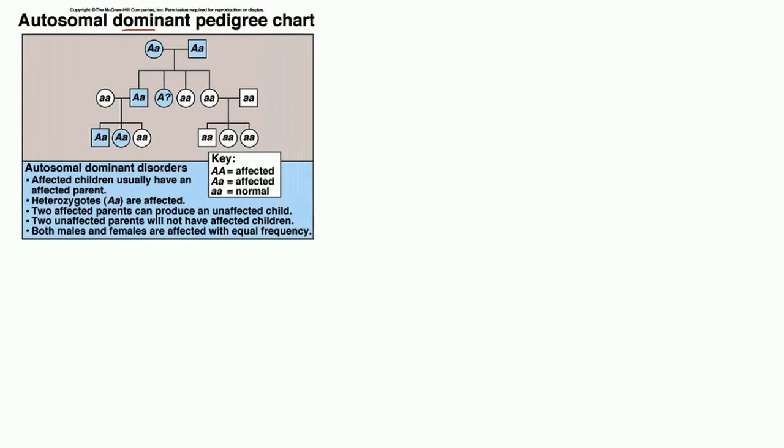Autosomal dominant disorders affect children who usually have an affected parent. So if your father is affected, you should be affected. That is the idea of autosomal dominant. That means you'll never see 2 partners, none of them having the disease, but suddenly one of their offspring gets the disease. For an autosomal trait, this will not happen. Affected children usually should have an affected parent.